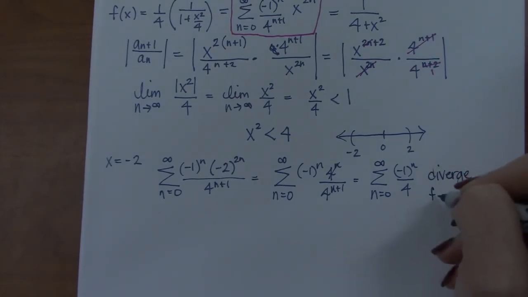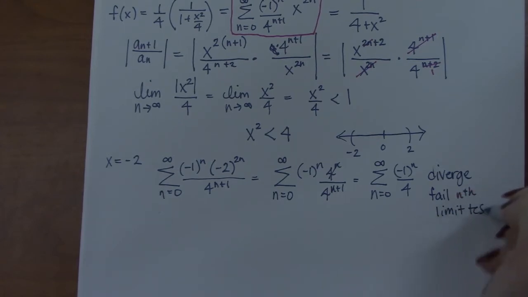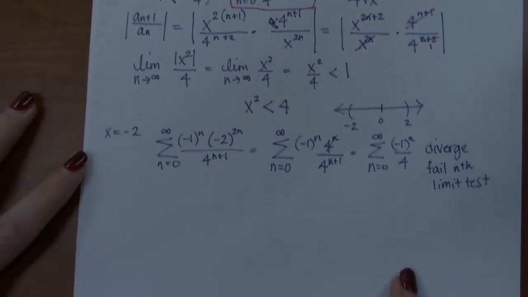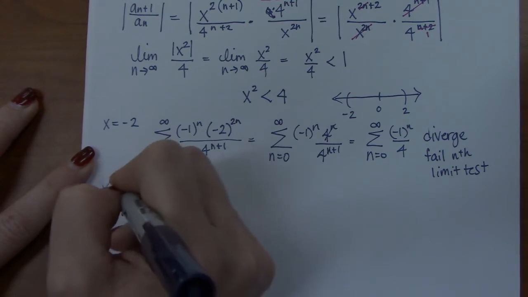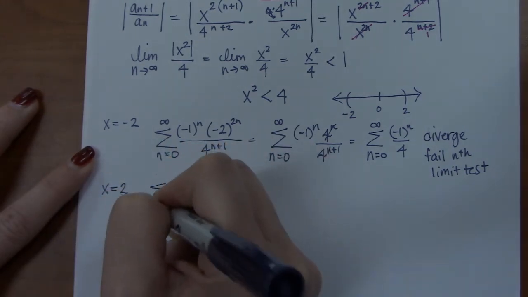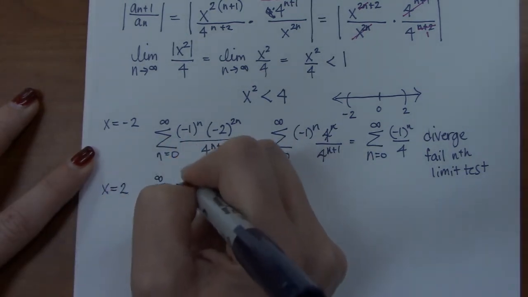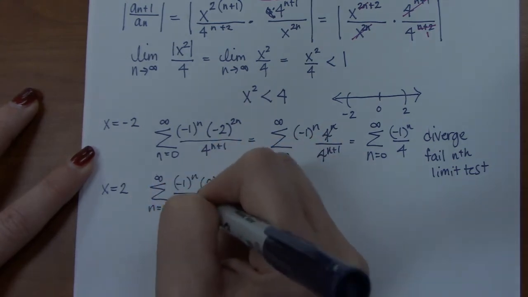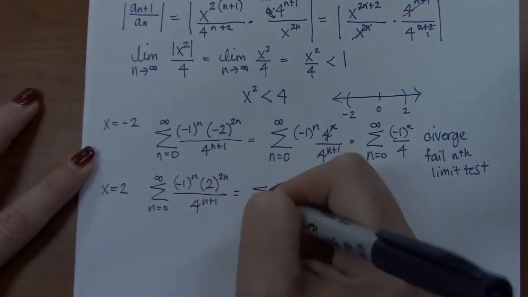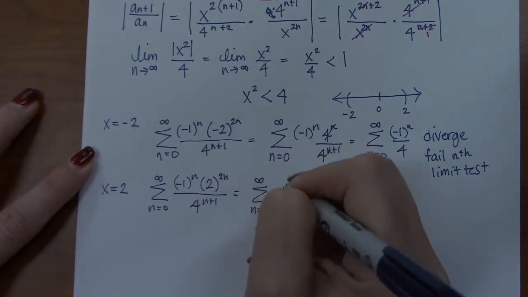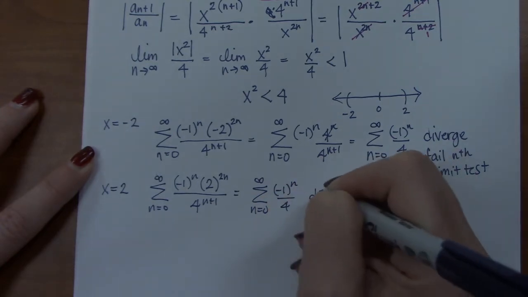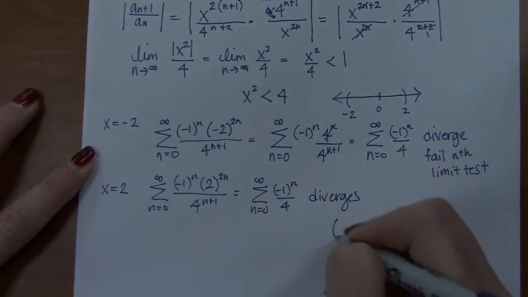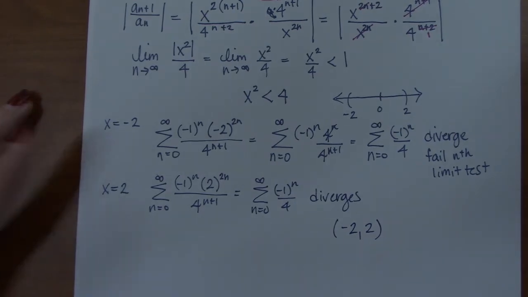Right? And it's going to fail. If you need a justification, it fails the nth term test because the limit of this isn't going to exist. Okay? So now let's look at x equals positive 2. So if x equals positive 2, we get negative 1 to the n, positive 2 to the 2n over 4 to the n plus 1. Well, that ends up simplifying to the exact same thing. So this also diverges. So the interval of convergence is negative 2 to 2, not included.